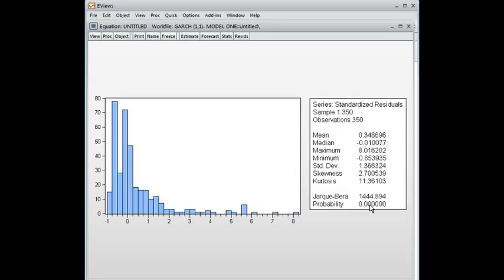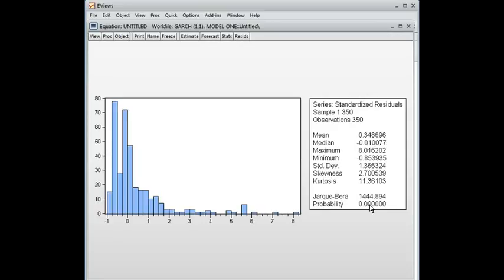Okay, what is the decision for this model with the Student's t distribution? In this model, yes, there is no serial correlation, there is no ARCH effect, but the residual is not normally distributed. So that is a bad sign. So the Student's t model and the normal distribution model reach the same decision.